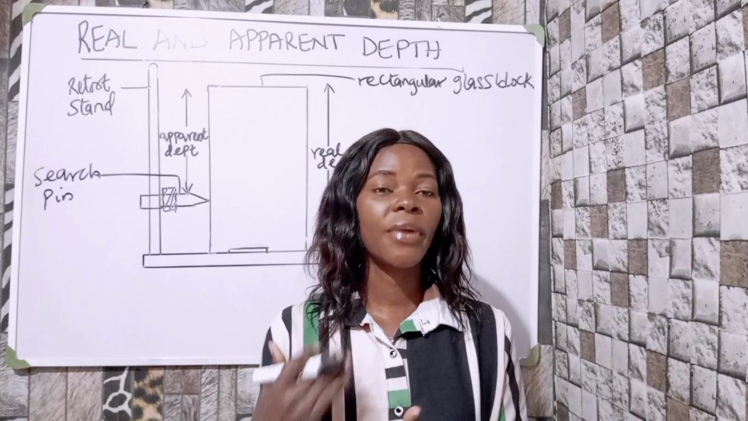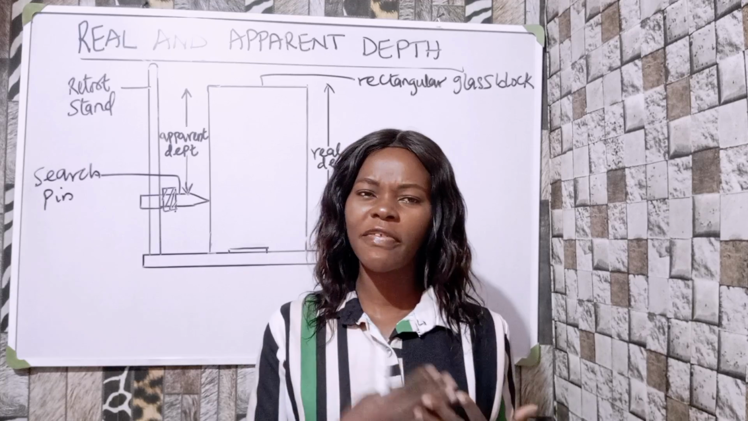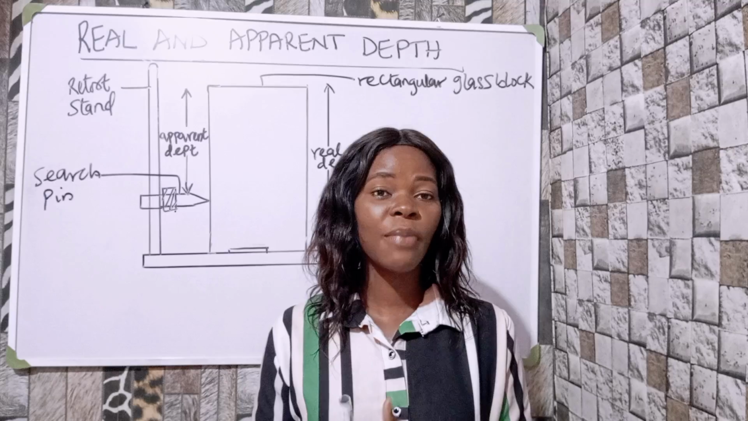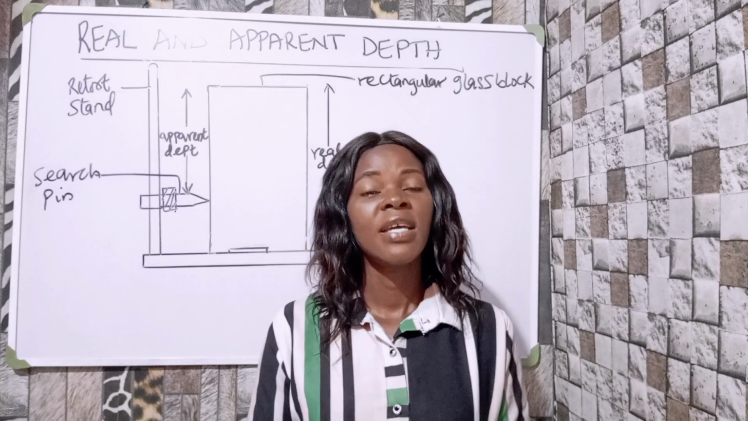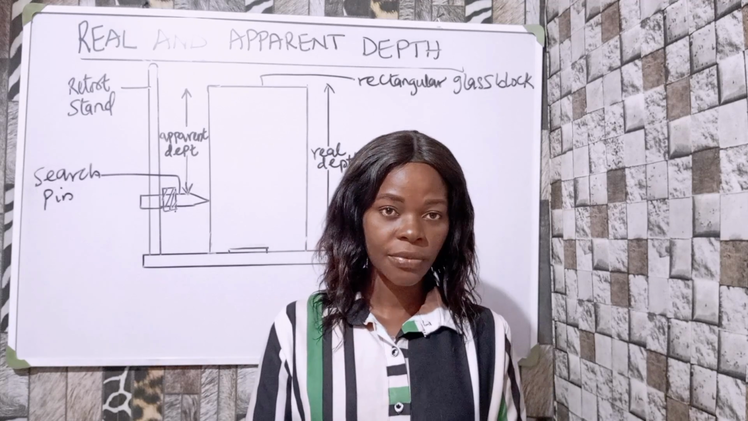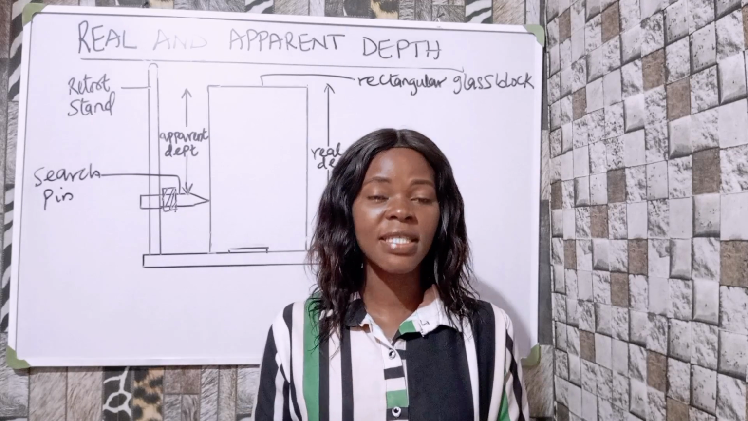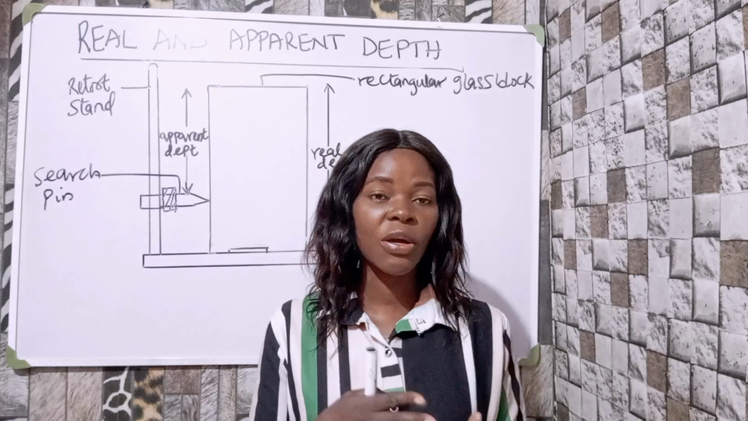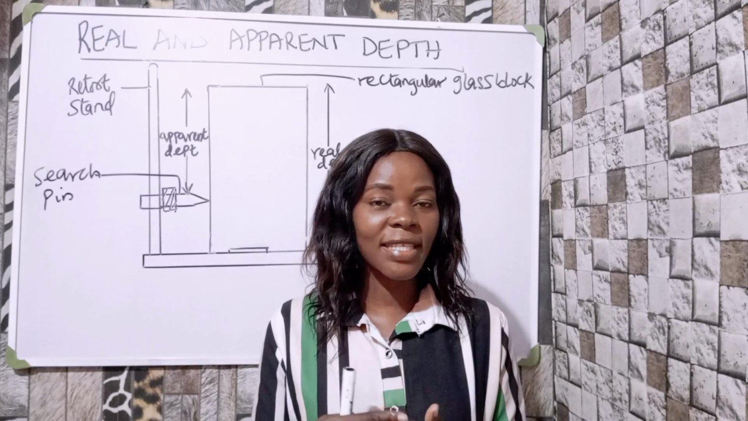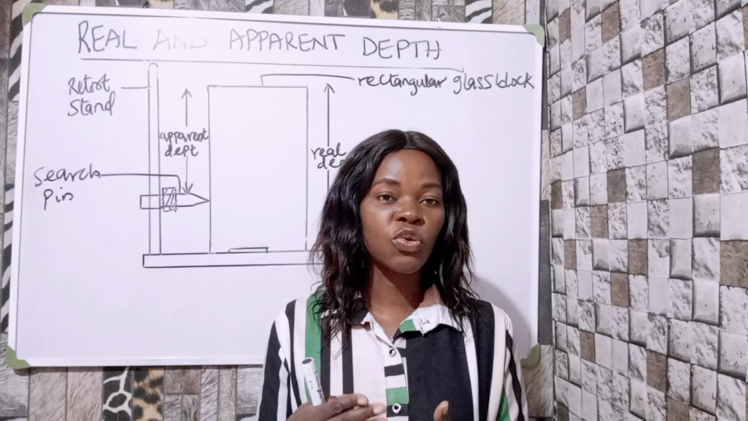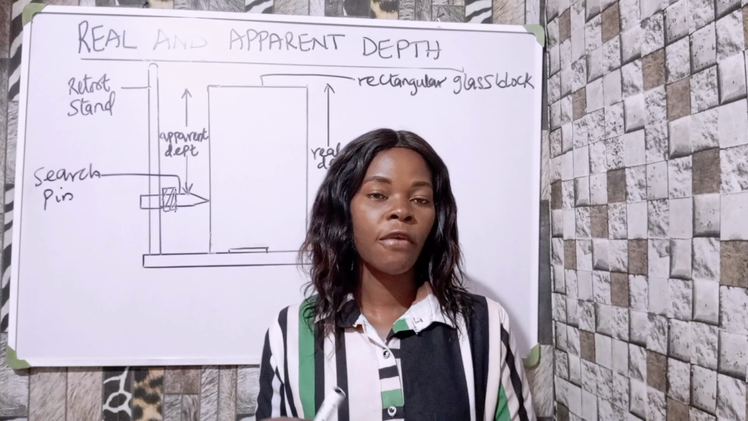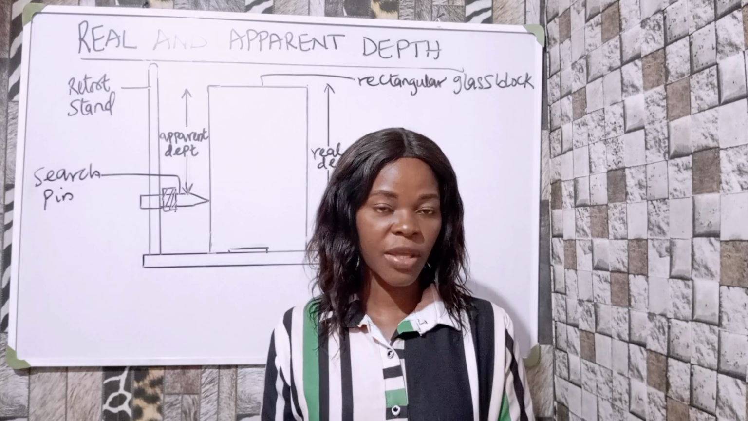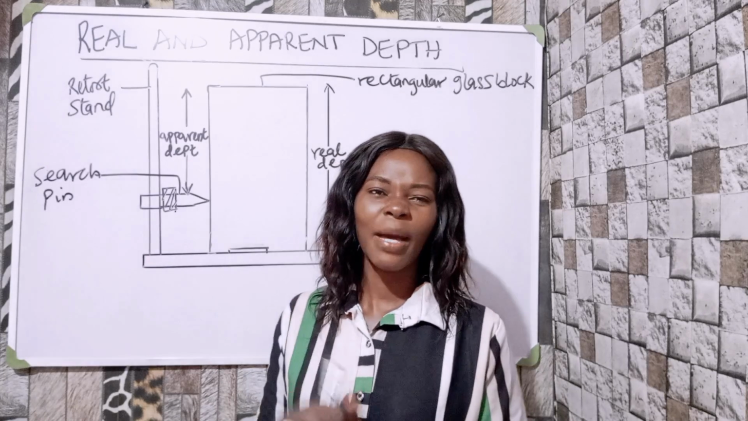Okay, so when I talk about real and apparent depth, remember in that refraction we said that refraction is the bending of a light ray as it crosses the boundary between two media of different density, thereby causing a change in its direction. We also explained that when light travels from a less dense medium to a denser medium, it tends to do what? Bend away from the normal. The refracted ray tends to bend away from the normal. Is that okay? So today we're going to look at real and apparent depth.